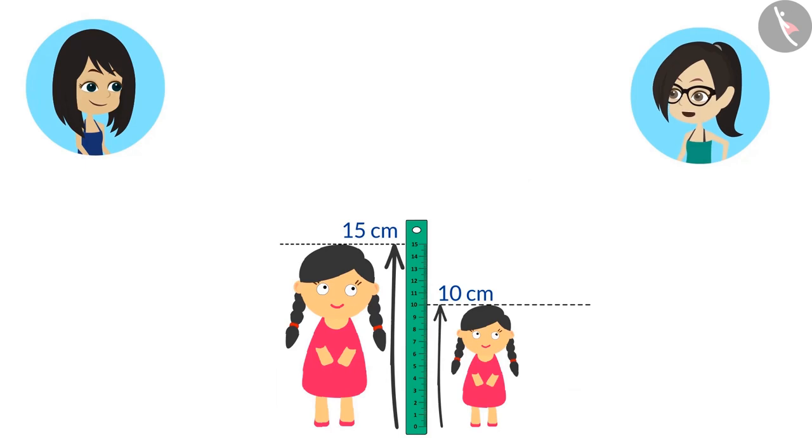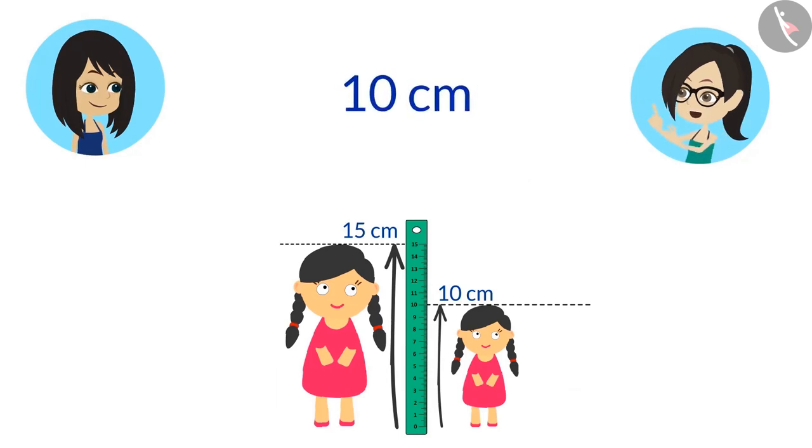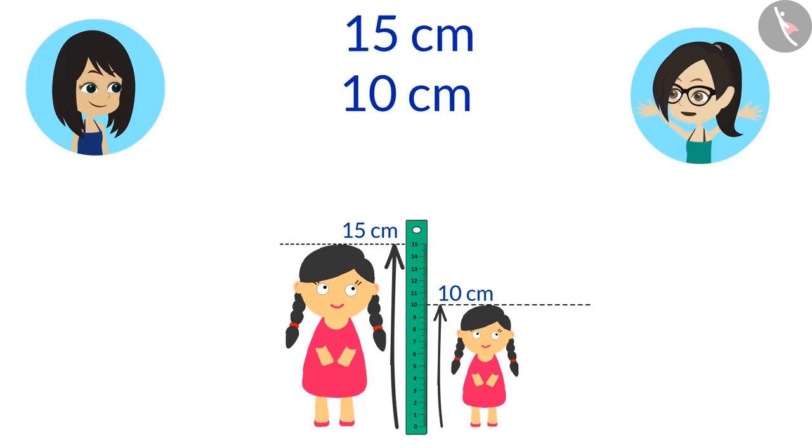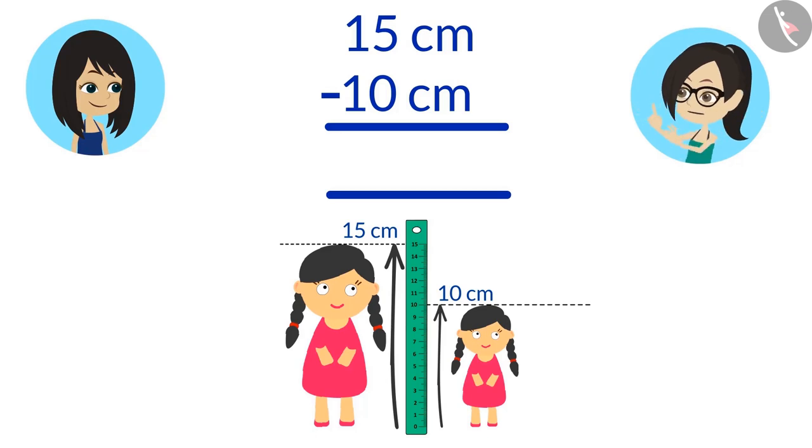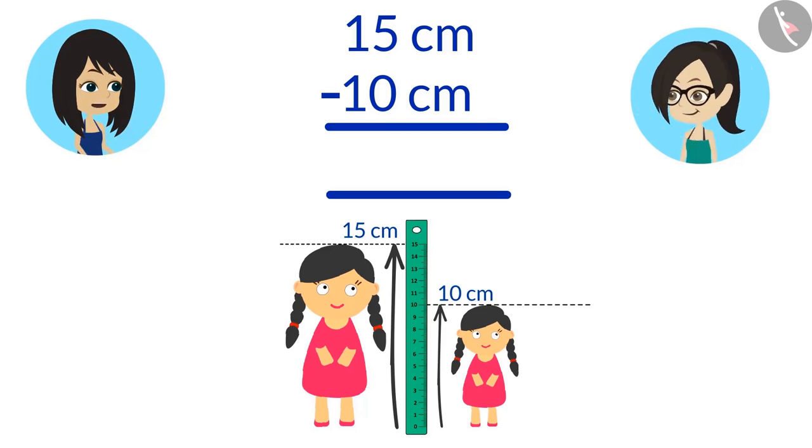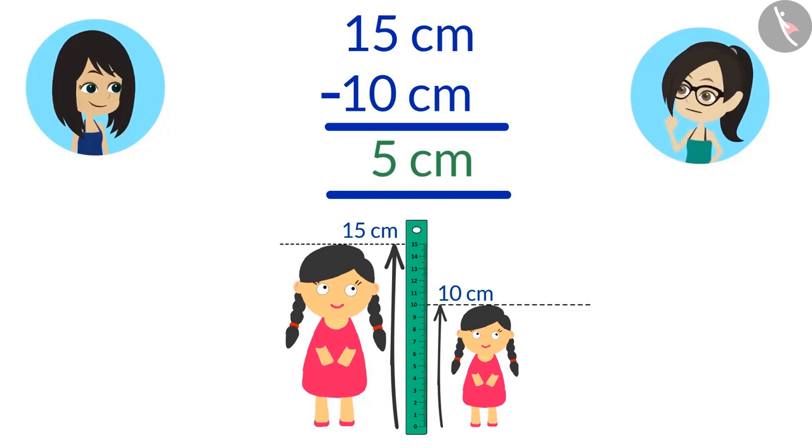If we subtract the height of your doll, which is 10 centimeters, from the height of my doll, which is 15 centimeters, we will come to know how much shorter your doll is than my doll. If we subtract 10 from 15, we will get 5. That means your doll is 5 centimeters shorter than my doll. Yes, and we can also say that my doll is 5 centimeters taller than your doll.